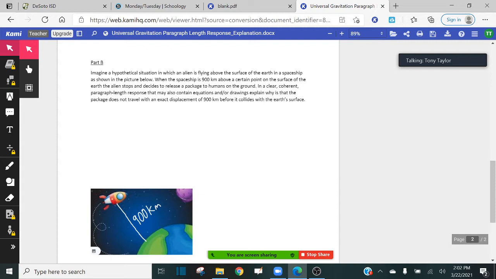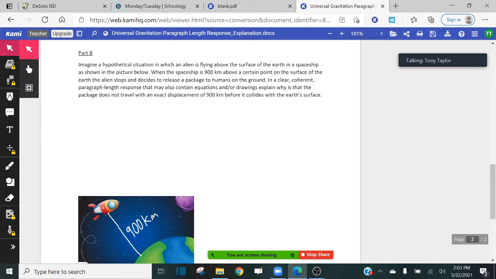Part B says, imagine a hypothetical situation in which an alien is flying above the surface of the Earth in a spaceship, as shown in the picture below. When the spaceship is 900 kilometers above a certain point on the surface of the Earth, the alien stops and decides to release a package to humans on the ground. In a clear, coherent, paragraph-length response that may also contain equations, explain why the package does not travel with an exact distance of 900 kilometers before it collides with the Earth's surface.